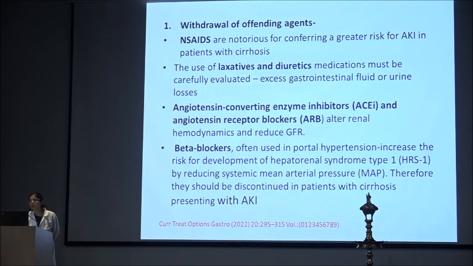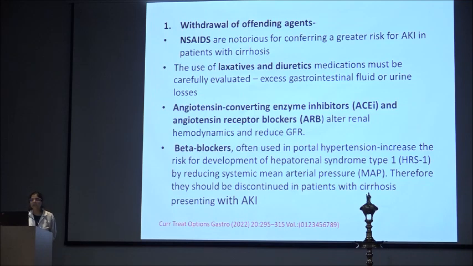How do we actually manage pre-renal AKI? The first step we take is withdrawal of the offending agents. As we have discussed in the pathophysiology, NSAIDs are notorious for conferring a greater risk for AKI in patients with cirrhosis. The use of laxatives and diuretic medications must be carefully evaluated for excessive GI fluid or urine losses.